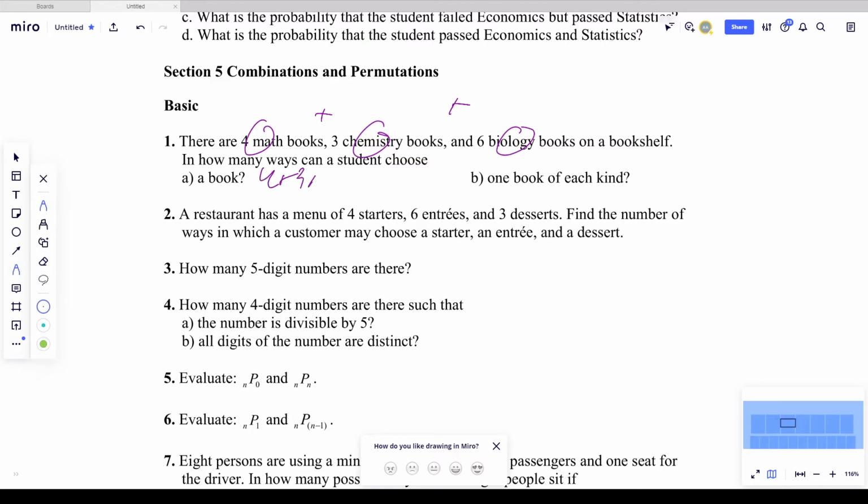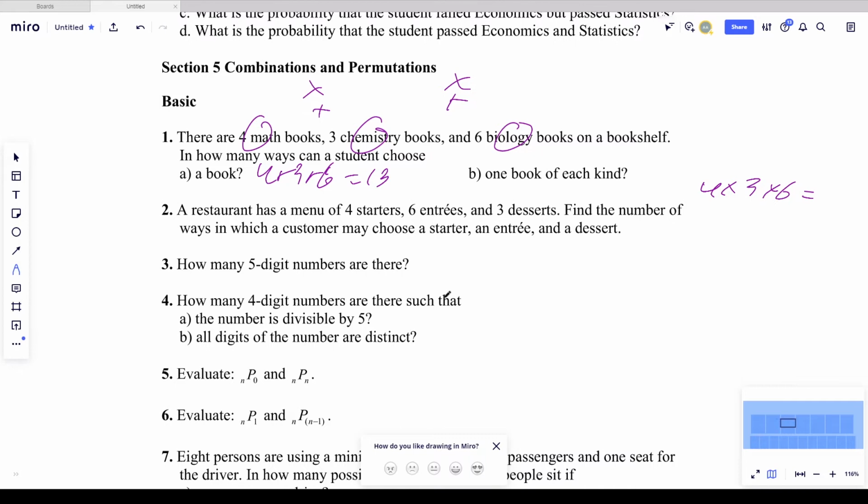So 4 plus 3 plus 6, which is 13. 4 plus 6, and so on. So one book of each kind. So you need a book from each kind. So you need a math book and a chemistry book and a biology book. So you need 4 times 3 times 6. You can have these many possibilities, which is 24 times 3, which is, it's unnecessary to calculate, but yeah.